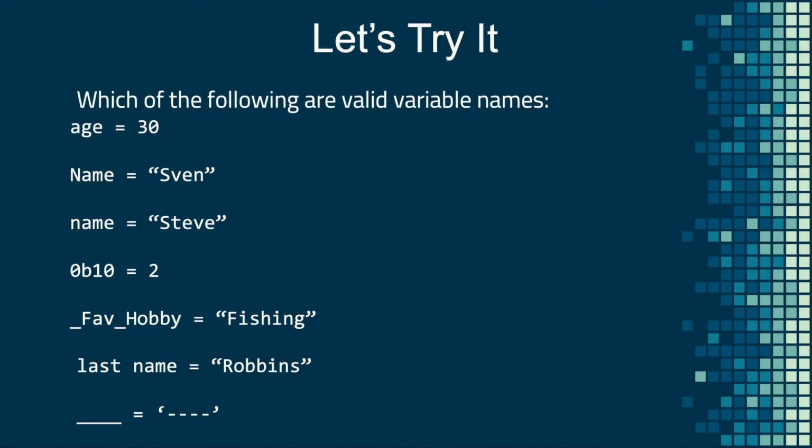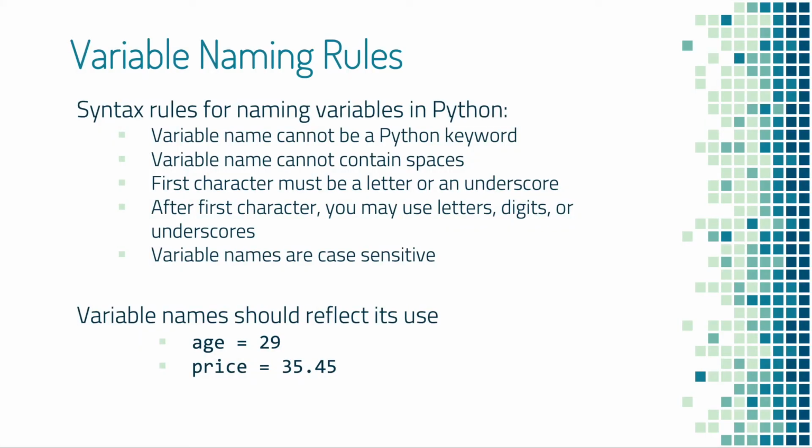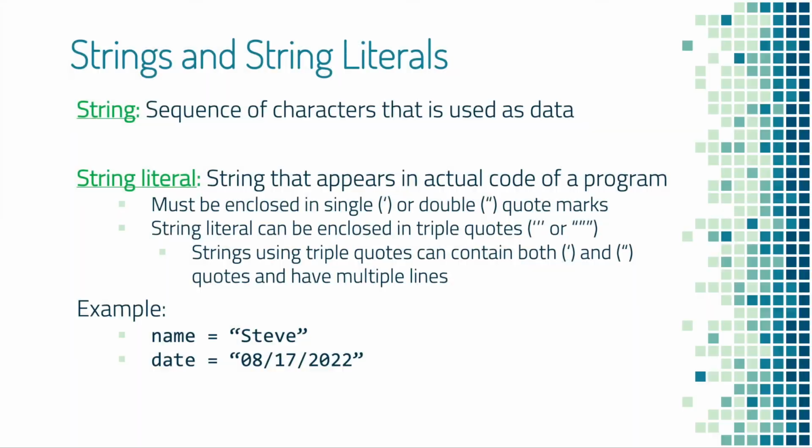Okay, so let's go ahead and try this. Which of the following of these are actual valid variable names? Is age equals 30 valid? Yes, it is. Is name? Yes. Steve? Yes. 0B10? No, because it starts with 0. Underscore fave underscore hobby is valid because it starts with an underscore. Last space name isn't. And yes, the last one, which is just 4 underscores, is valid as well. Okay? Remember, we have our rules back here, and as long as they follow these rules, it's valid. Okay?